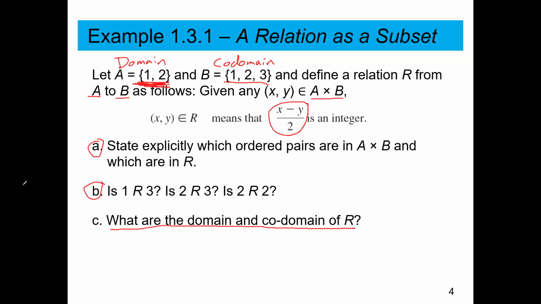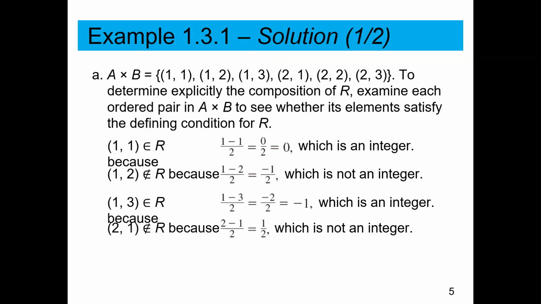All right, so I'm going to assume at this point in time you answered those questions. If you did, then let's look at our answers. All the possible Cartesian products are here: (1, 1), (1, 2), (1, 3), (2, 1), (2, 2), and (2, 3). Those are all my possible options. However, as I check them, notice that for (1, 1), when I plug it all in, that's 0. But (1, 2) gives a fraction. It's not an integer. So for that reason, (1, 2) is not in the relationship. And similarly, (1, 3) is in, but (2, 1) is not.